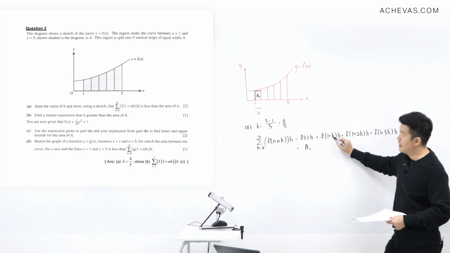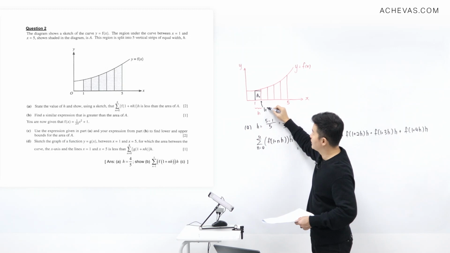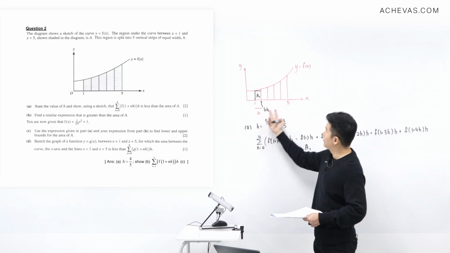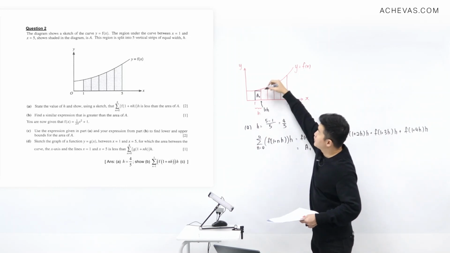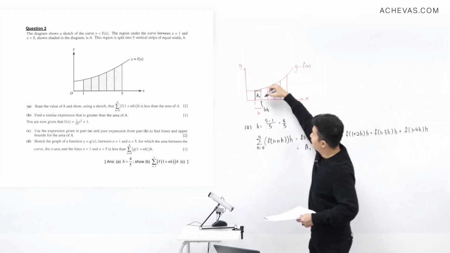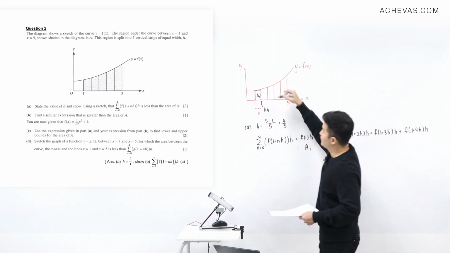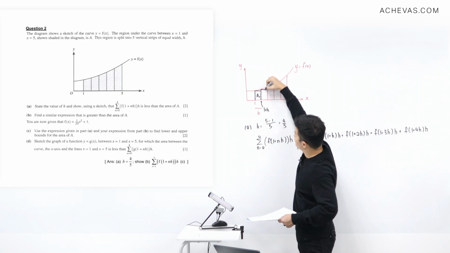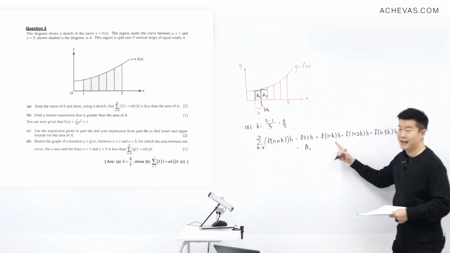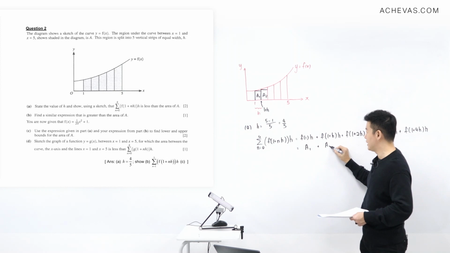Where is 1 plus h? This is 1. So 1 plus h is going to be the x coordinate of this point here. So f(1 plus h) will be substituting x as 1 plus h into the function f, and the corresponding y coordinate is going to be equal to f(1 plus h). So this height here will be f(1 plus h), and then multiplying by h, which is the width of this strip. So f(1 plus h) times h will represent the area of the second rectangle that we have just drawn. I'm going to write it as A2.